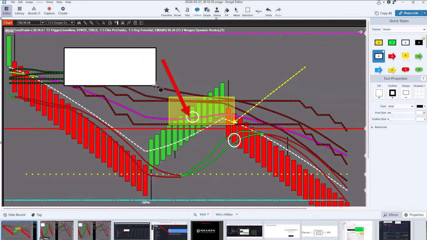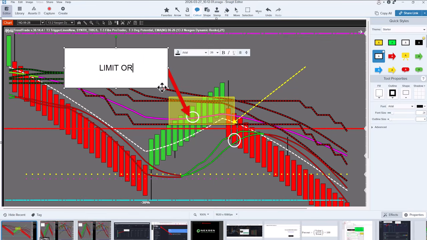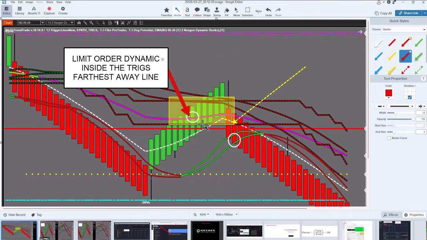So, just explainers first, and we'll look at charts second. Limit order, dynamic, inside the trigs, farthest away. And again, these get run over a lot. So some people like them, some people don't.